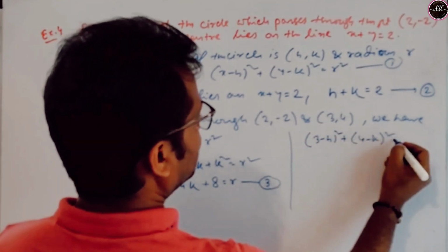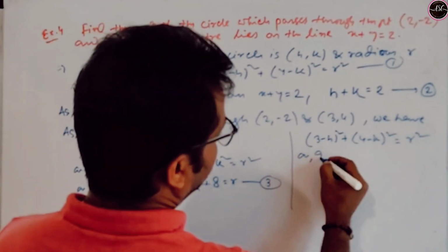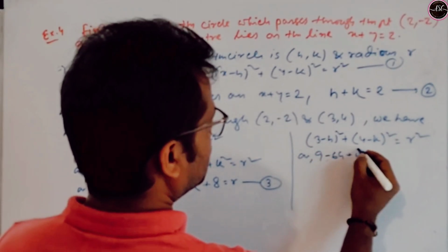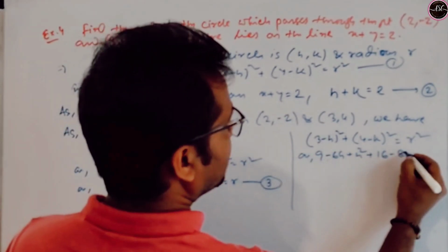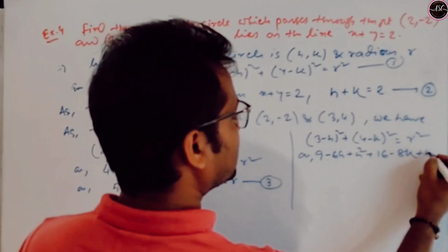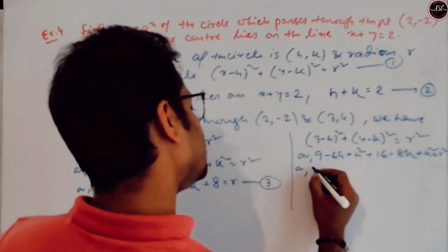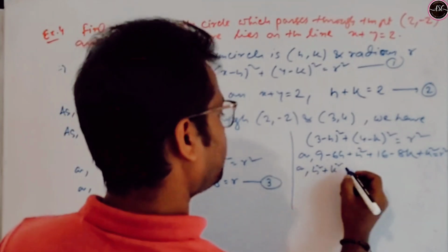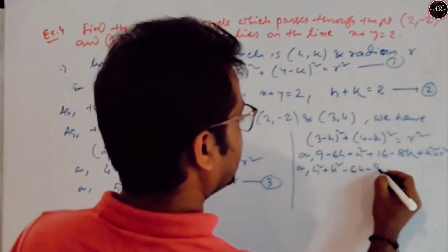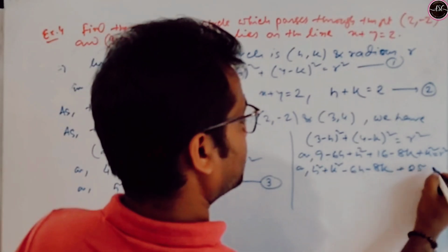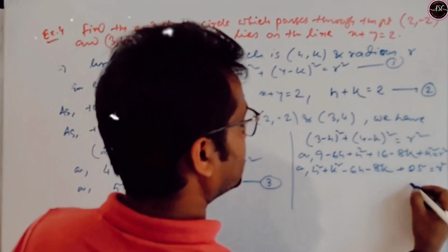And for this point we can write (3 minus h) whole square plus (4 minus k) whole square equal to r square, or 9 minus 6h plus h square plus 16 minus 8k plus k square equal to r square. Okay, or this can be written as h square plus k square minus 6h minus 8k plus 25 equal to r square. This is equation 4.